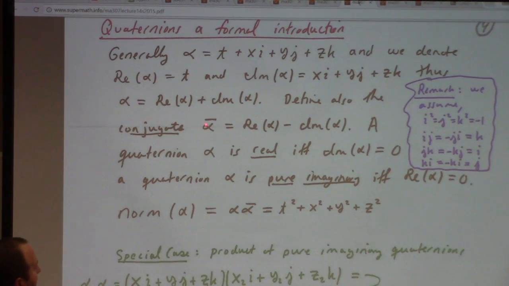And anyway, you can define the conjugate to be the real part minus the imaginary part. So basically that just flips i to minus i, j to minus j, k to minus k, just like you might expect. And we can write the norm as the product of alpha and its conjugate. And if alpha is t plus xi plus yj plus ck, then you get t squared plus x squared plus y squared plus c squared.